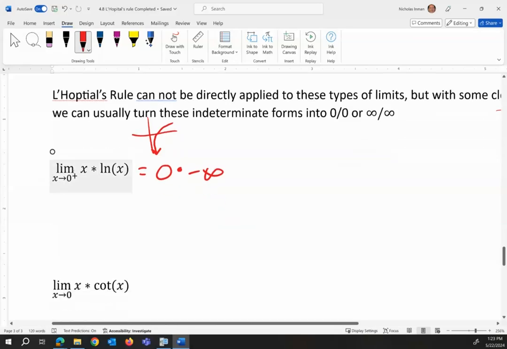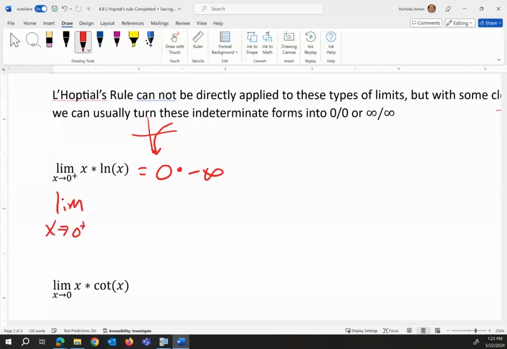Now, this doesn't say 0 over 0 or infinity over infinity, so I cannot apply L'Hopital's rule right away. But what we can do is, as I said, some clever manipulations. Leave the natural log, but this thing, I can move it to the bottom of a fraction. To move it to the bottom of a fraction, I just have to make its exponent negative.